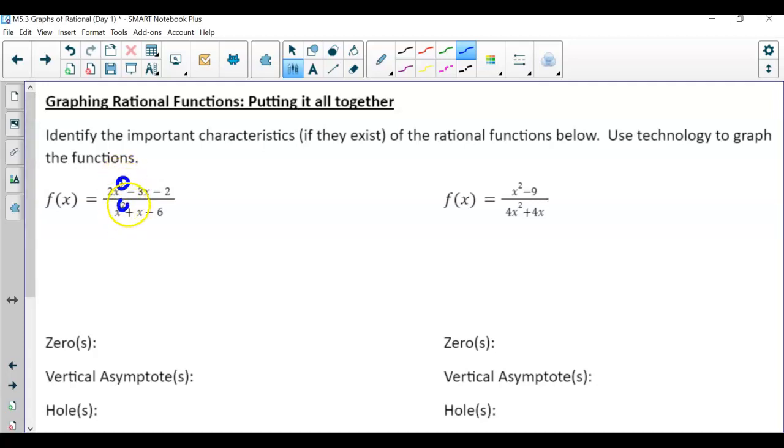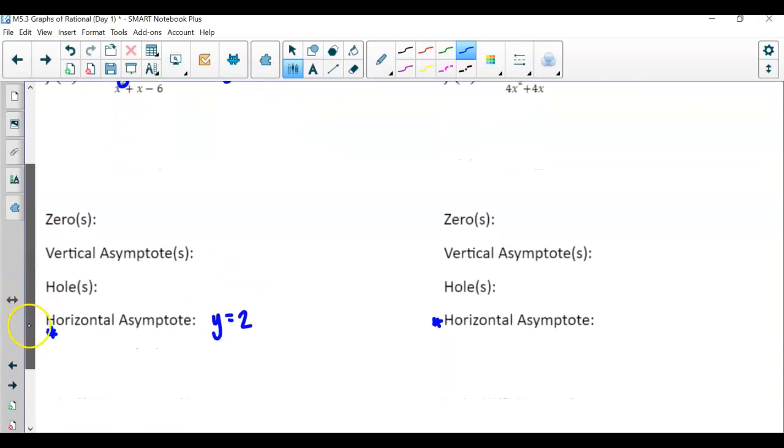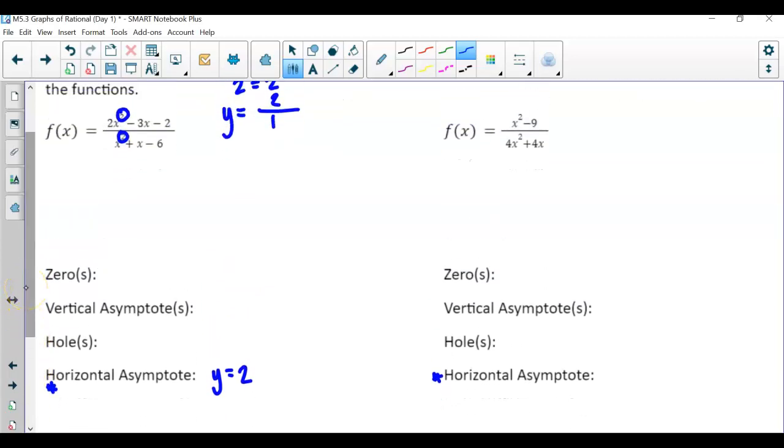Well, I notice that both are the same. When 2 is equal to 2, that's when we have the fraction set up using our coefficient. So I have 2 over 1, which means the horizontal asymptote, y is equal to, not 1, sorry, y is equal to 2 from 2 over 1. Now let's find the others.